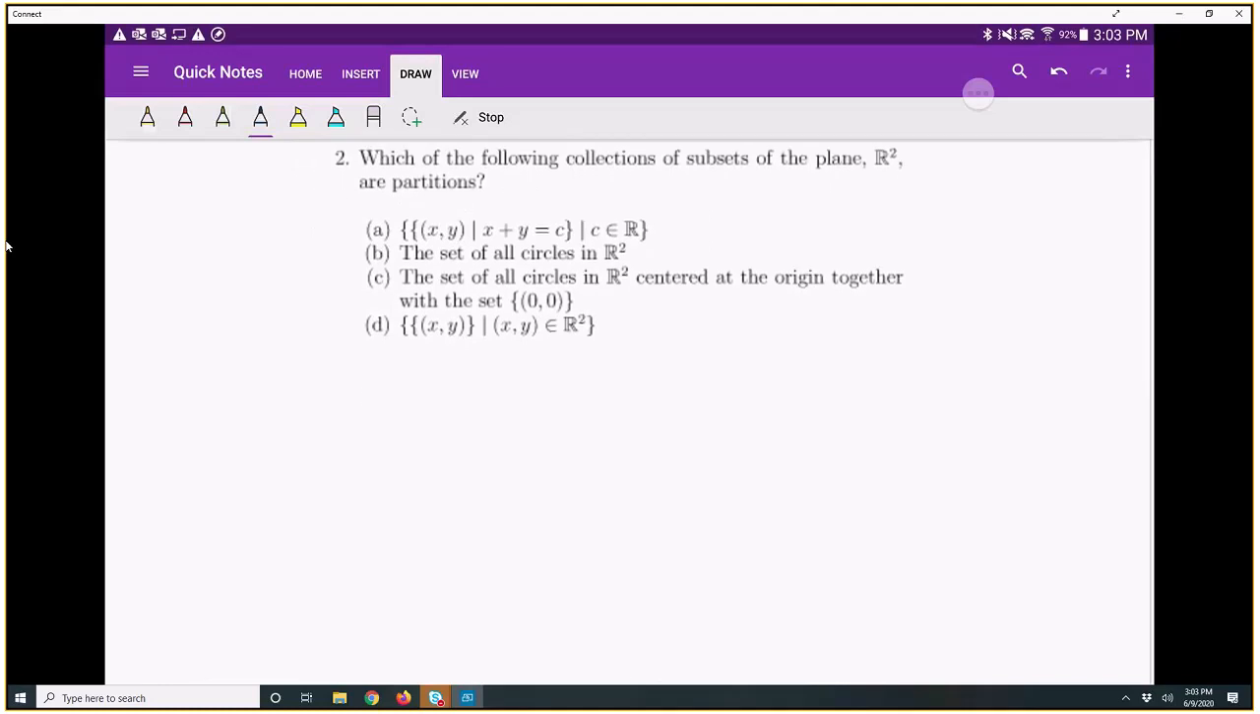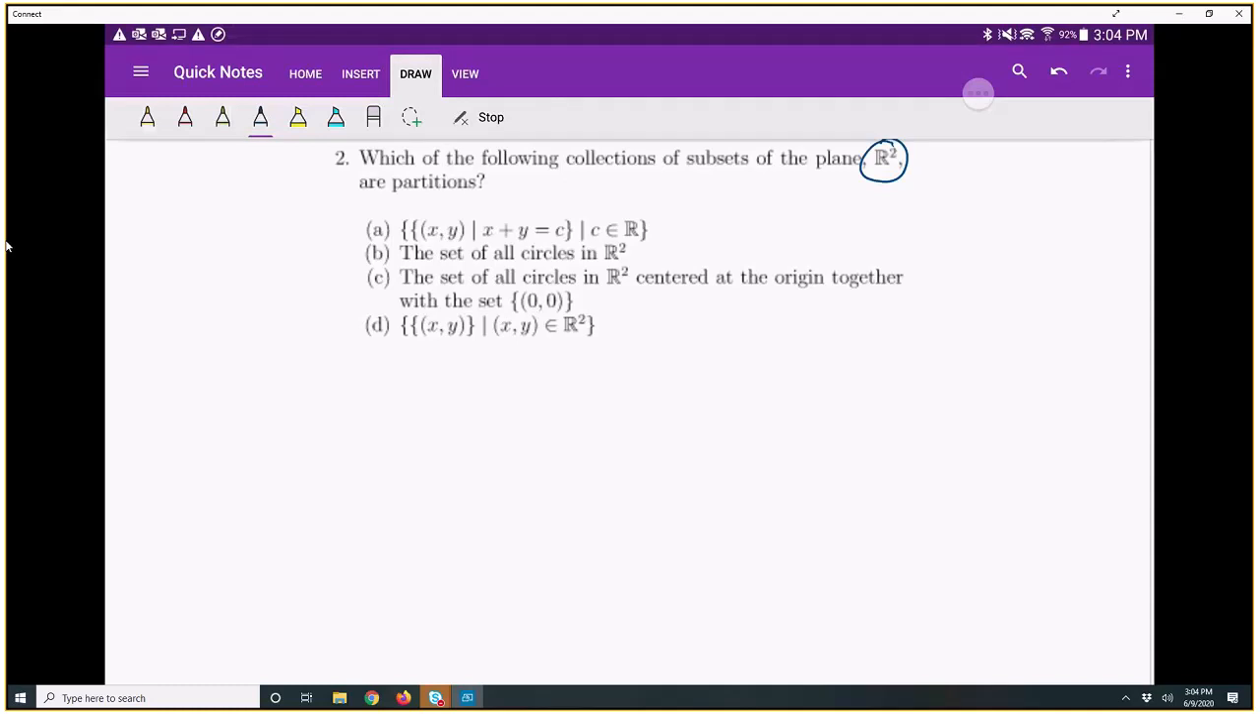So here are some examples. Which of the following collections of subsets of the plane, so just our typical XY Cartesian plane, and we'll denote that by R squared, which of the following collections of subsets are partitions? We'll remind ourselves that in order to be a partition, we need every element in the plane to belong to at least one set, and we need every element in the plane to belong to at most one set. In other words, exactly one set.